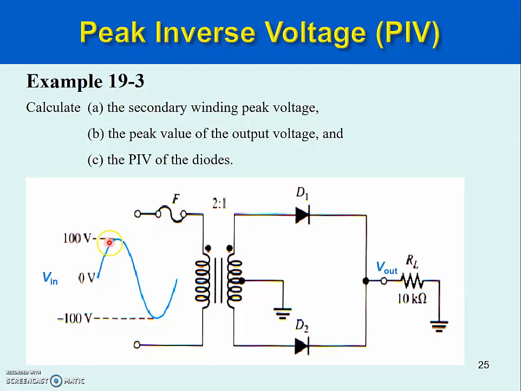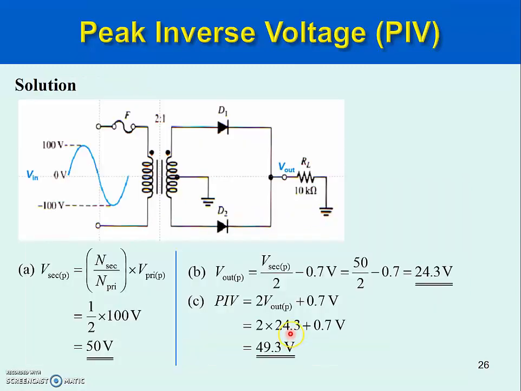The peak value of the voltage across the primary coil of the transformer is given to be 100 volt. We are going to find the peak value across the secondary coil. And then we go and find the peak value of the output voltage and the peak inverse voltage across D1 and D2. So all this can be found from the formulas.